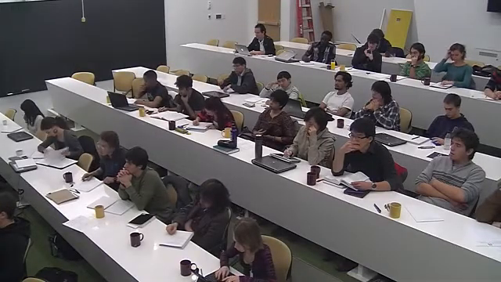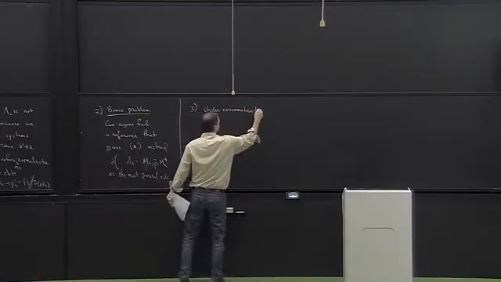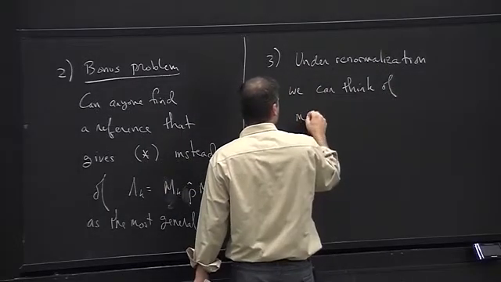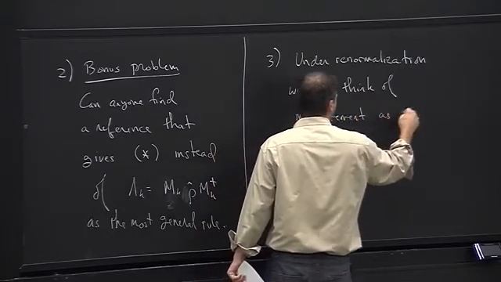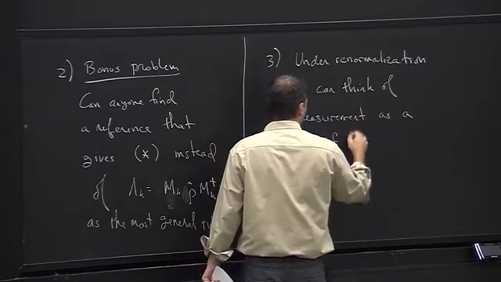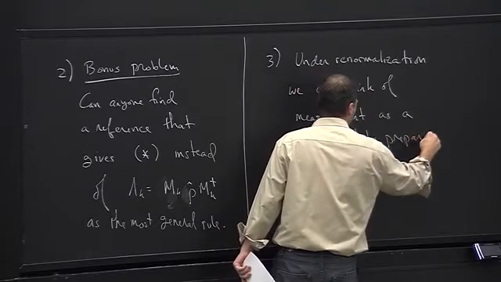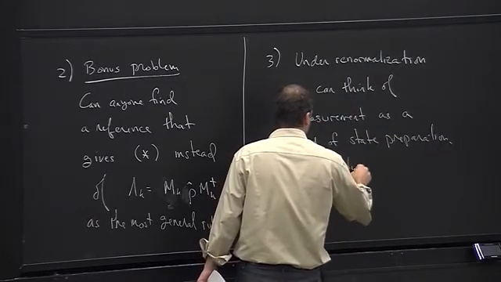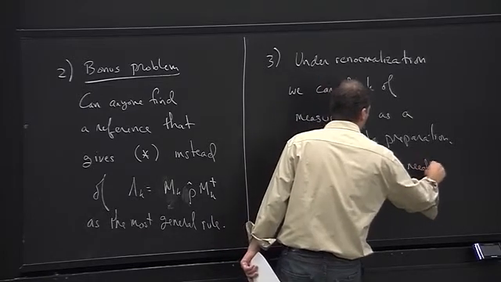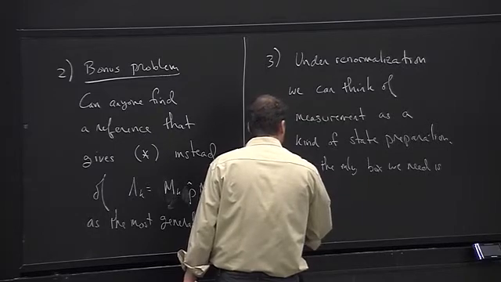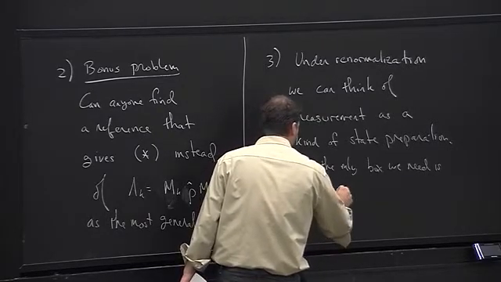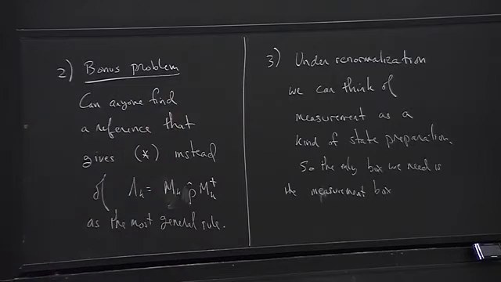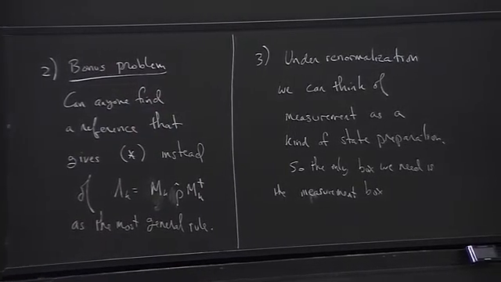So under renormalization, we can think of measurement as a state preparation. Okay, so the only box we need is the measurement box. It's multifunctional. I guess I'm debating in my mind whether or not we have to put a little go button on top of the measurement box that wasn't there previously. But I guess the light going off is saying go for us.